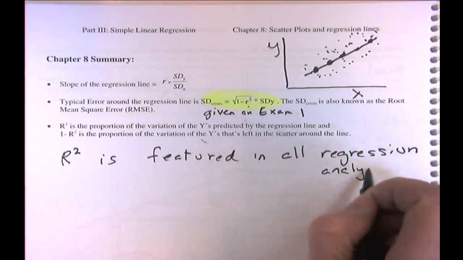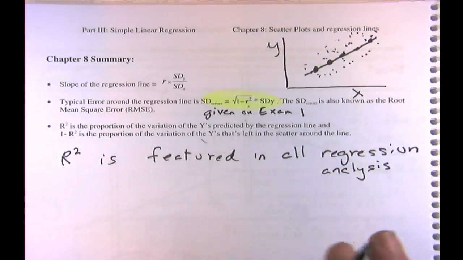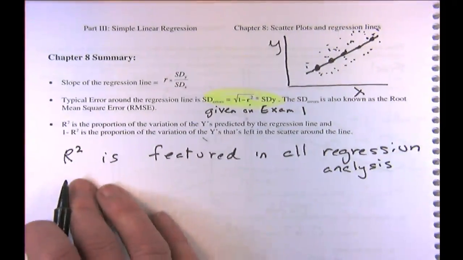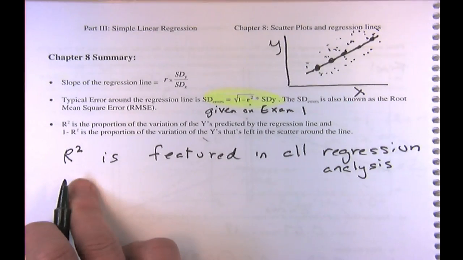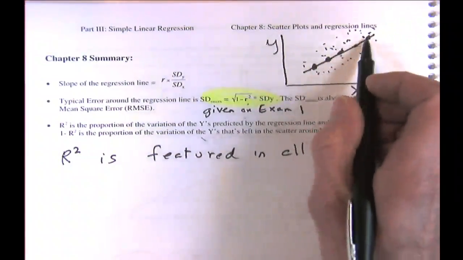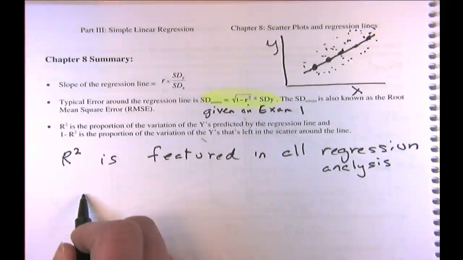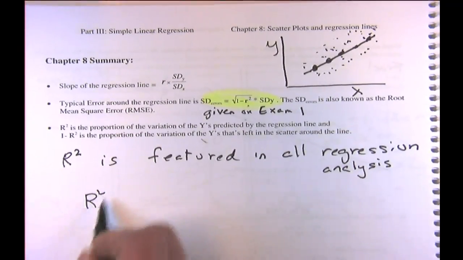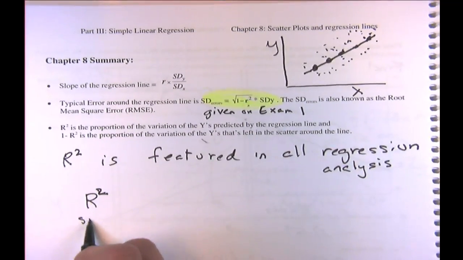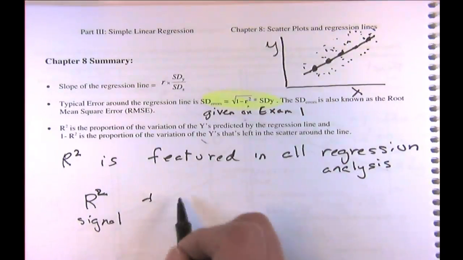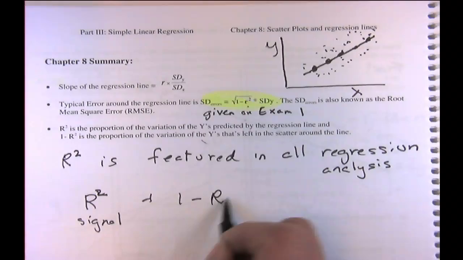And we're going to be doing a lot of regression analysis. Now, you can think of r squared as a measure of the signal. There's a signal here, there's a model, and there's noise. So you can think of r squared as your model or your signal. And then the noise is like 1 minus r squared.